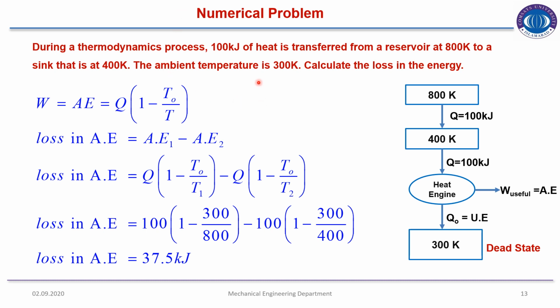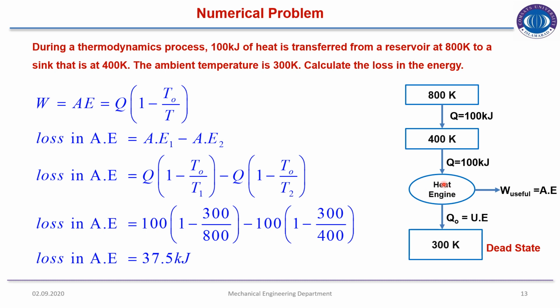The numerical problem is: during a thermodynamic process, 100 kilojoules of heat is transferred from a reservoir at 800 Kelvin to a sink that is at 400 Kelvin. The ambient temperature is 300 Kelvin. Calculate the loss of energy.